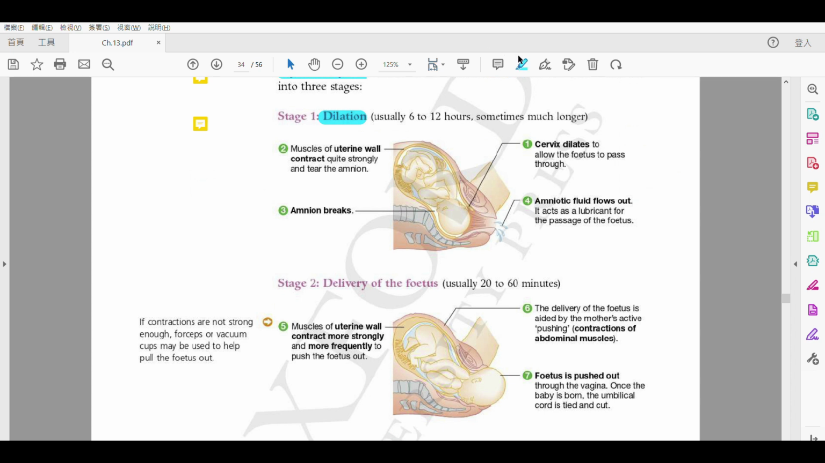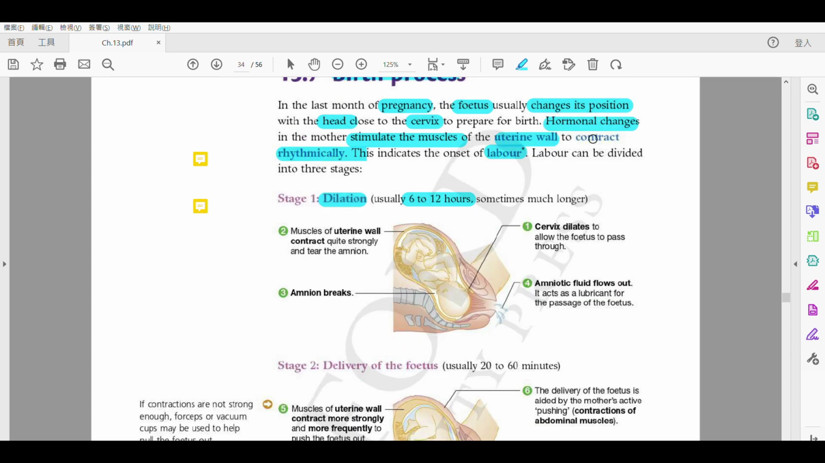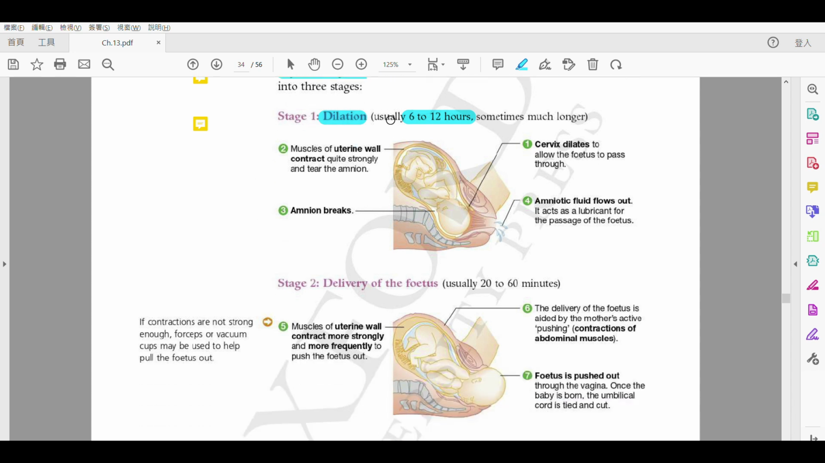So this one takes up like 6 to 12 hours. Because we know that there will be labor pains. From time to time the mother will feel a sudden pain, okay? And the painfulness will gradually get larger and larger. It gets more and more painful, and this is actually the hormonal change. So the uterine lining will keep on contracting harder and harder, in a rhythmical way. Okay? This is called dilation.